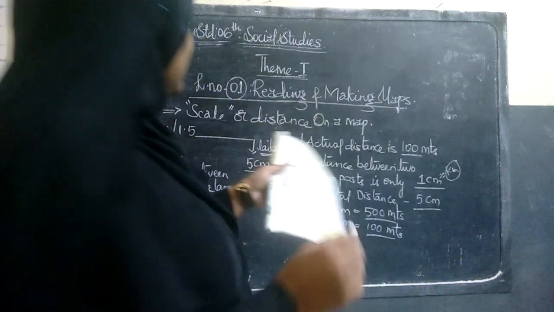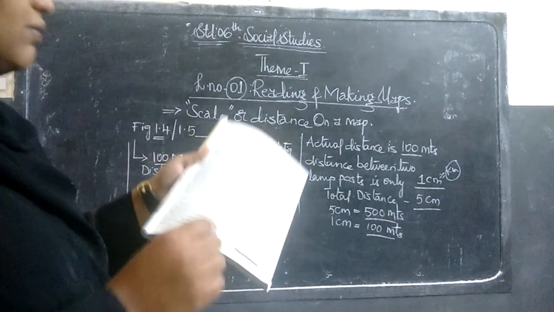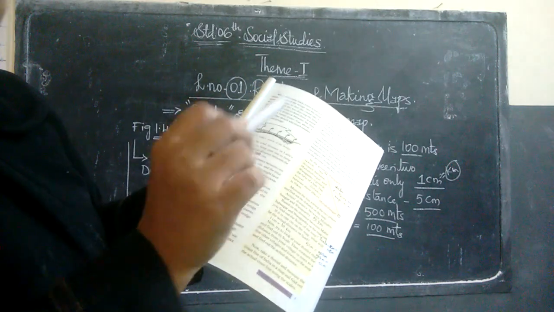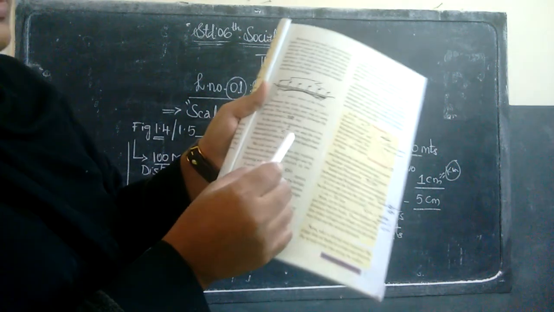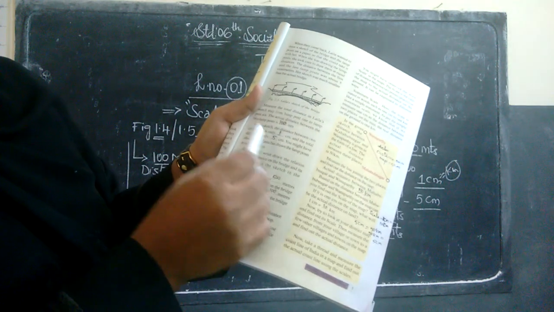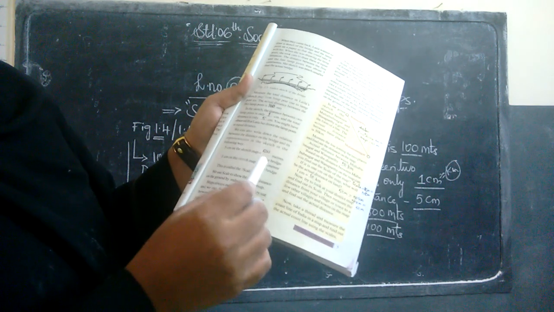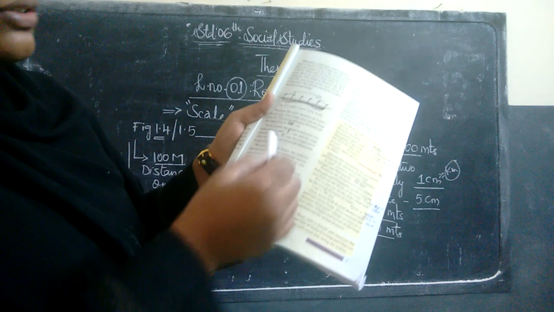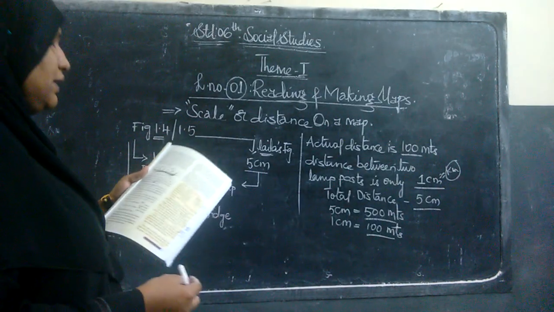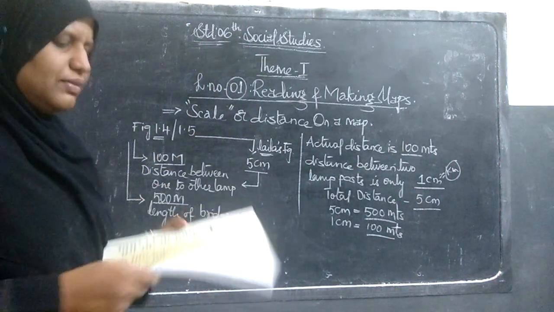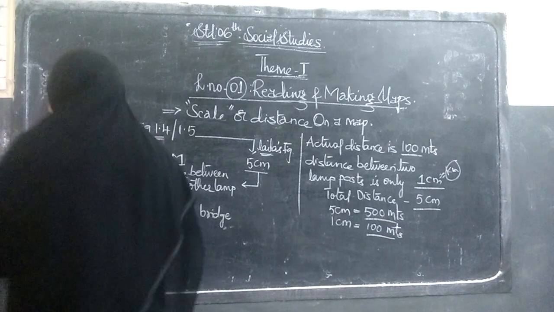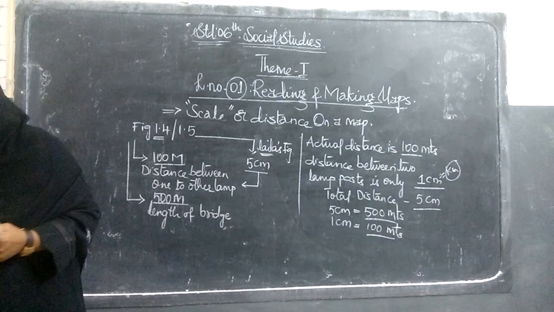And once again, I am just going to recall this. In the first blank, 100 meters. Second blank, 1 centimeter. Third is 5 centimeters. Fourth is 500 meters. And next is 100 meters. So we have discussed 5 columns now. Now we are going to go with the yellow color in box 1.